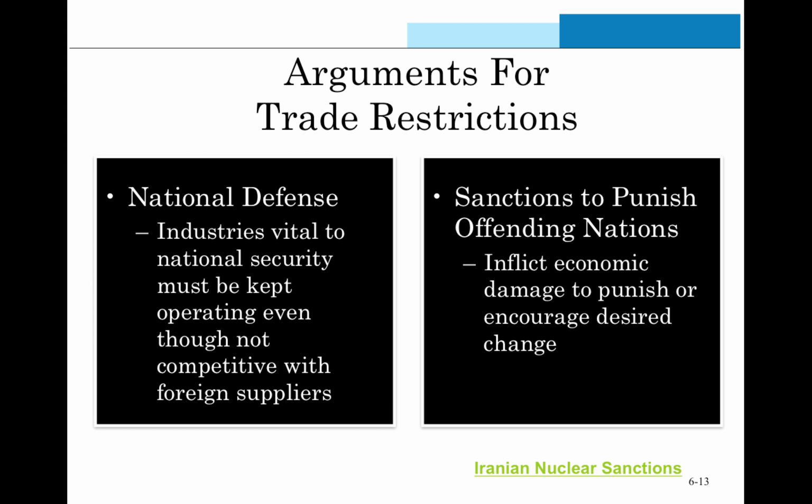Sanctions to punish offending nations. There are two nations that you are or should be familiar with that have been exposed to sanctions in the recent past and are currently under sanctions. One is Iran. And based on what's happened with Iran, one would argue that sanctions have been effective because they have stopped, at least for now, their nuclear ambitions and opened up their nuclear program to evaluation on a regular basis. Another country that's under sanctions is North Korea.